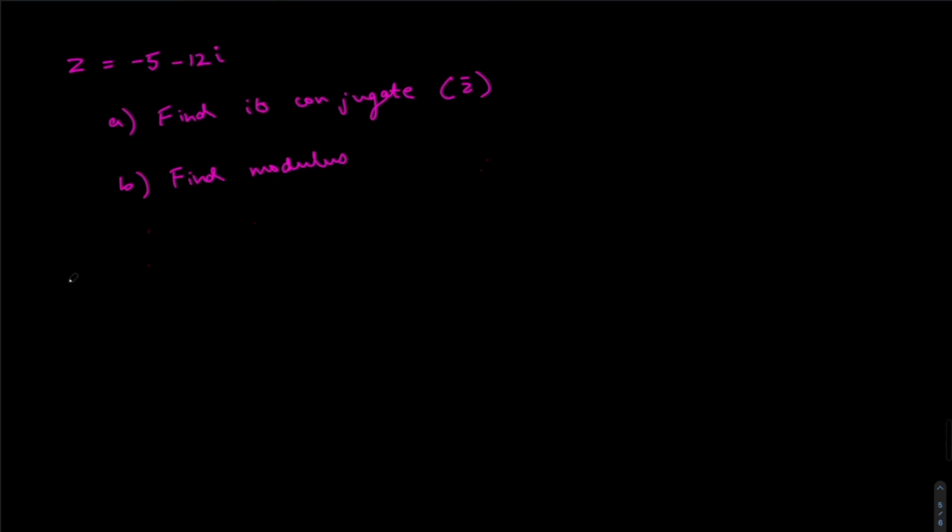Well, we know that if z is equal to x plus iy, z bar is equal to x minus iy. Basically, the sign of x remains the same, but the sign of y changes. So we have z equal to minus 5 minus 12i. If we want z bar, the conjugate, all we have to do is change the sign of the imaginary part, and we'll have plus 12i. So this is the conjugate.